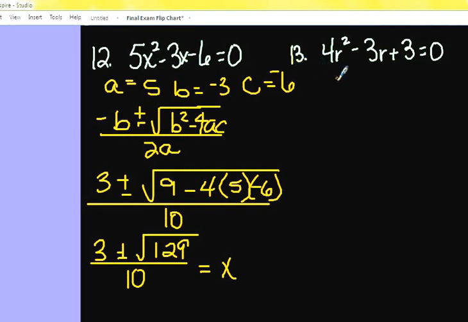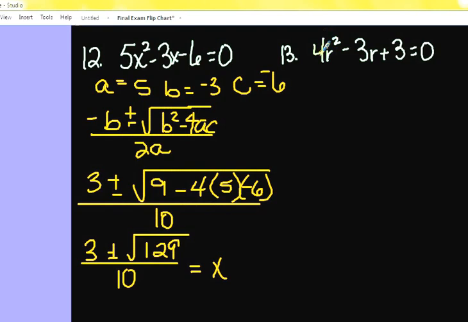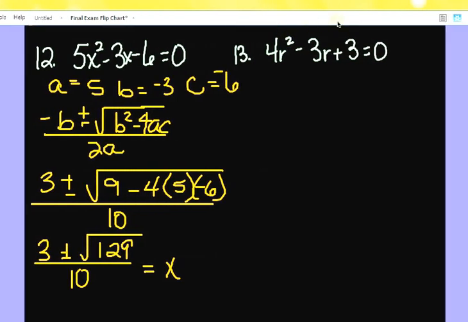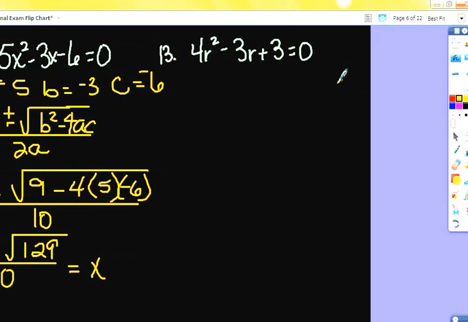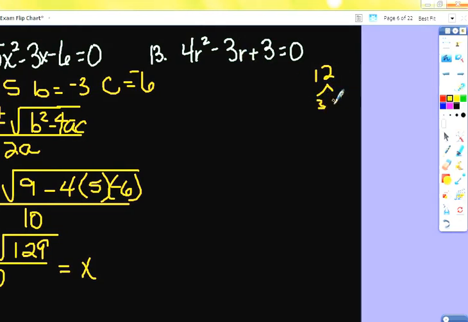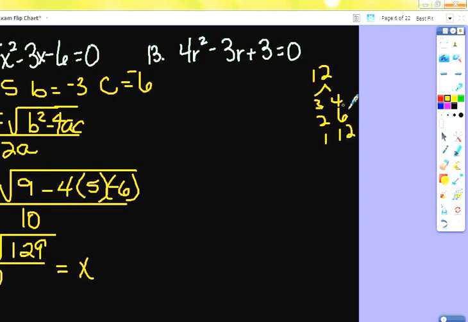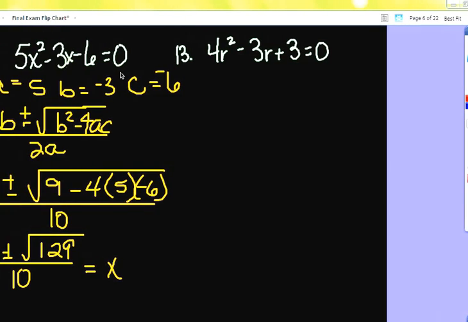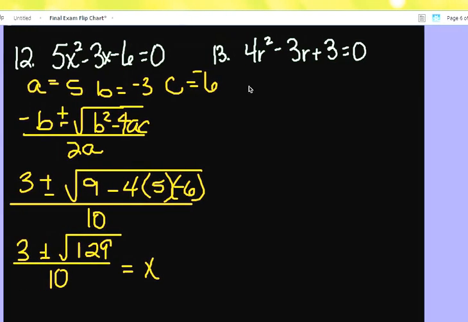All right, number 13, I'm going to look at it again. And again, when I multiply 4 and 3, I get 12. So I have to ask myself, are there any combinations of 12 that will add up to negative 3? So I have 3 and 4, nope. 2 and 6, nope. 1 and 12, nope. Sorry, once again, no combinations that will add up to the middle term. So who are you going to call on? You're going to call on the quadratic formula once again.